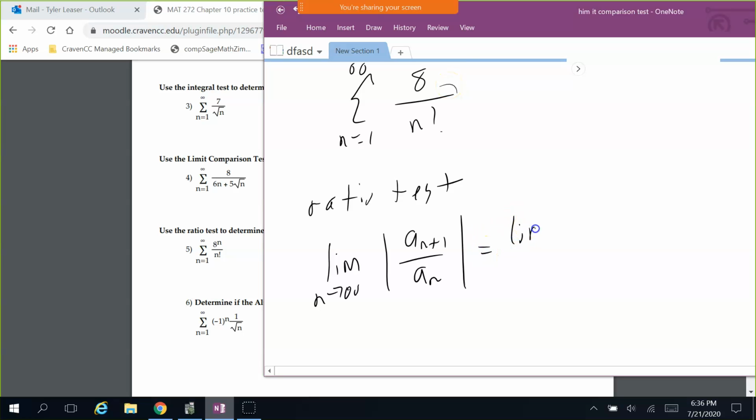So let's plug it all in. I'm going to go ahead and write this as the n plus 1 multiplied by the reciprocal of the nth. So we're going to do 8 to the n plus 1 over n plus 1 factorial multiplied by the nth term flipped over, which is going to be n factorial divided by 8 to the n. Still all inside of an absolute value.